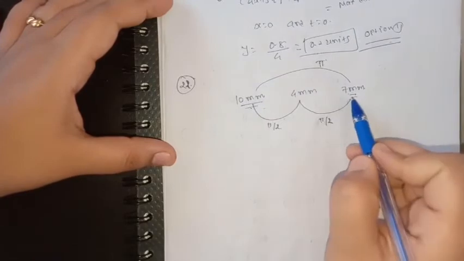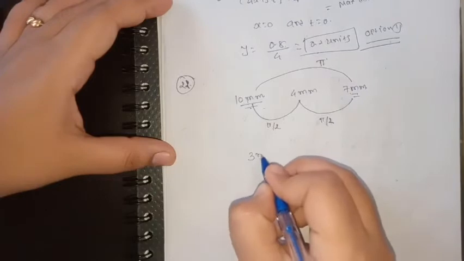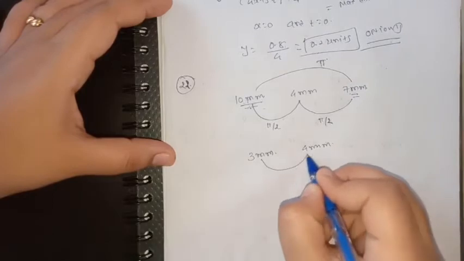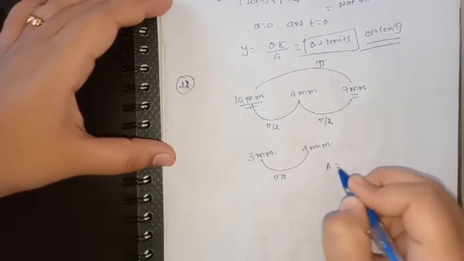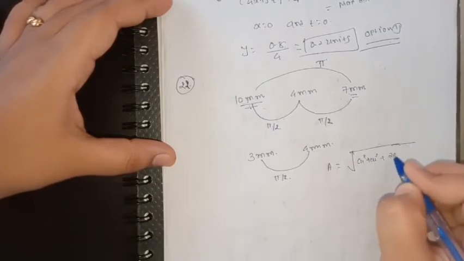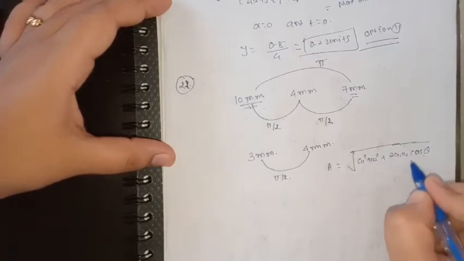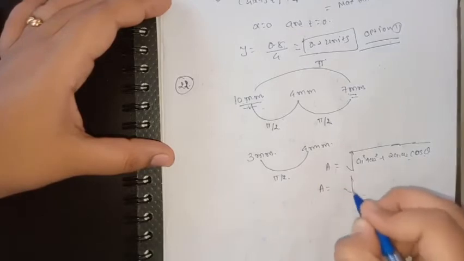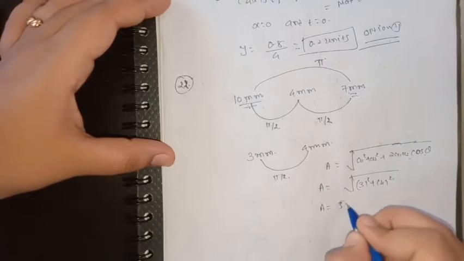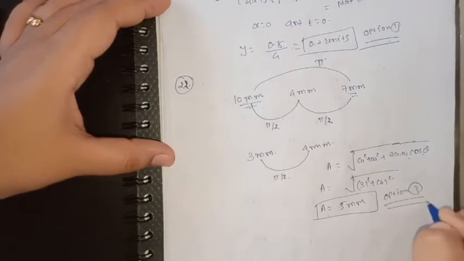That means 10 mm and 7 mm are in opposite directions, so their resultant will be 10 minus 7, that will be 3 mm. So 3 mm and 4 mm having phase difference pi by 2, so amplitude will be under root a1 square plus a2 square plus 2 a1 a2 cos theta. Here theta will be 90, cos 90 is 0. So resultant amplitude will be under root 3 square plus 4 square. That will give us the answer A is equal to 5 mm. So option 3 is the correct option.